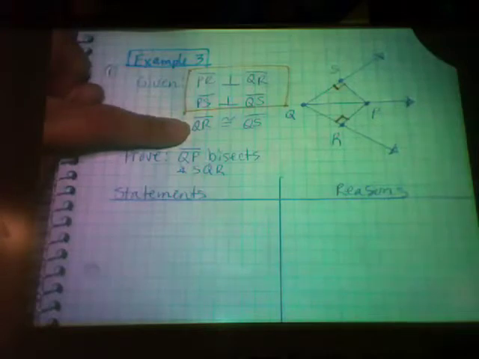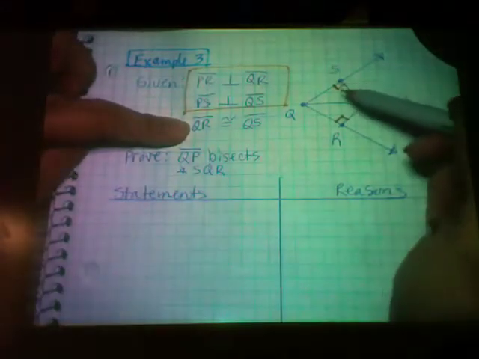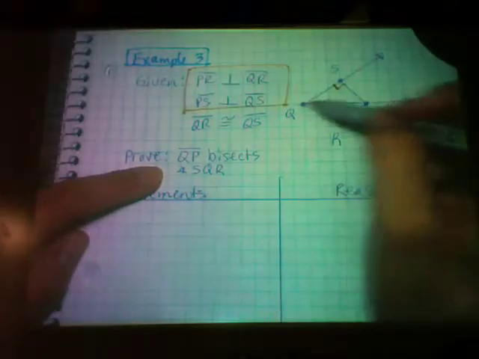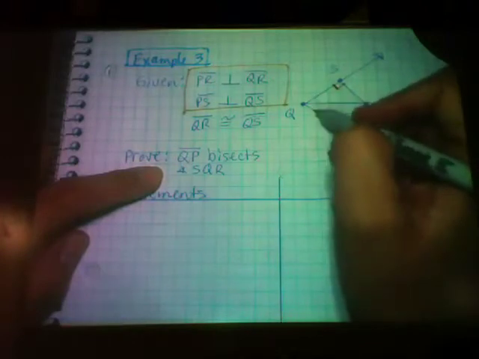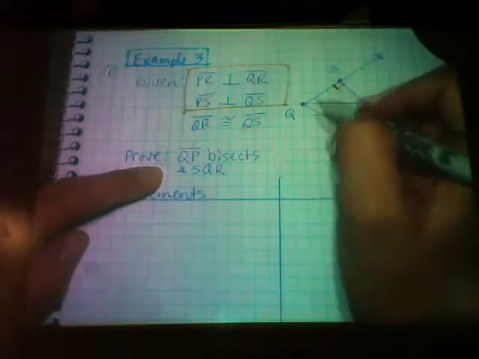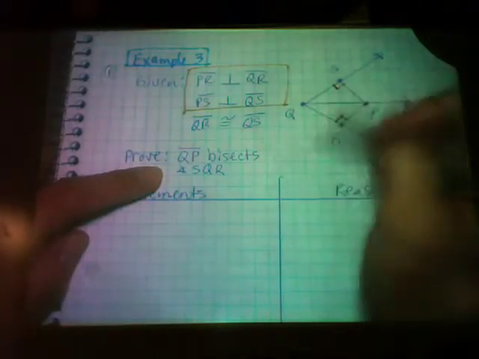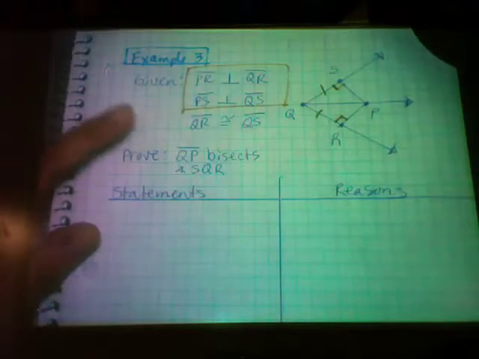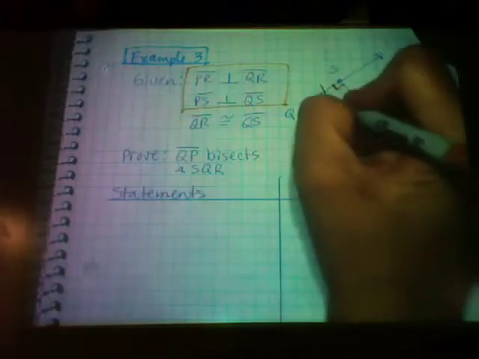Okay, so you're going to see me doing that. So immediately, once I do that, because notice if I'm trying to prove that QP bisects this angle here, I'm going to prove those angles are congruent. But nothing here tells me that. All I have is that QR is congruent to QS. That's one part of my right triangle. What's the other part I can prove definitely? QP is congruent to itself, right?